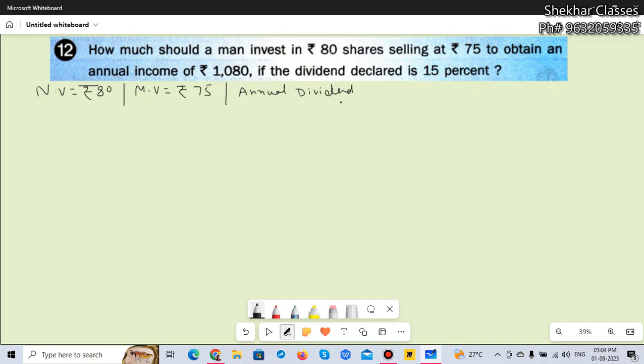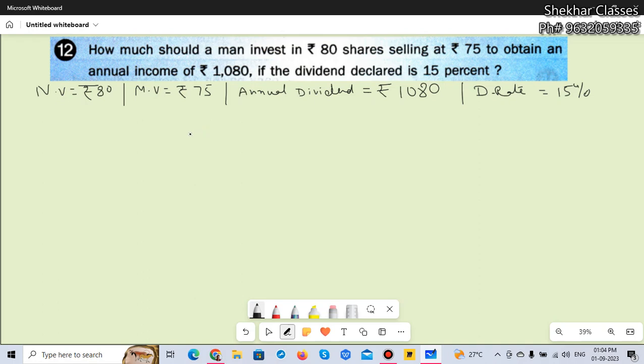Annual dividend is how much? Rupees 1080. And the dividend rate is 15%. Fine. Now the question is how much he should invest.